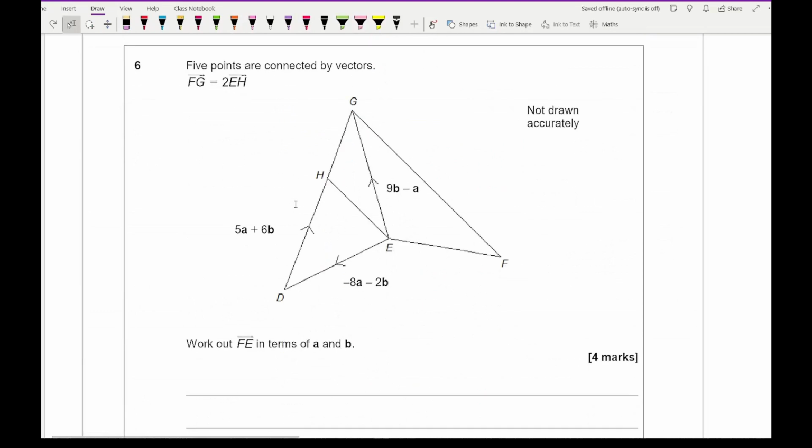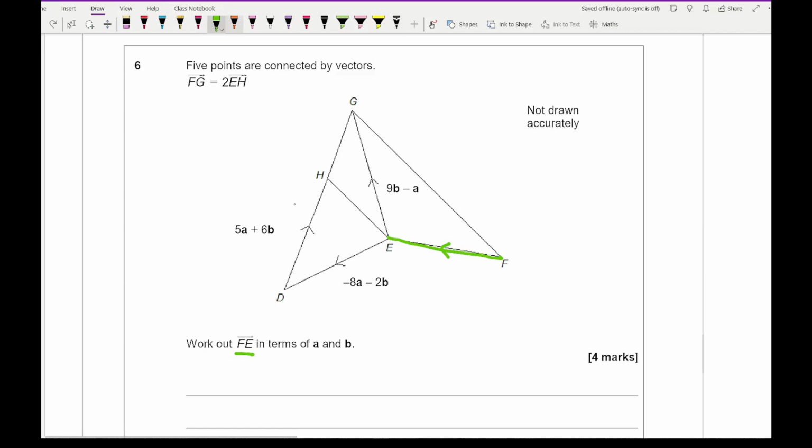Now moving on to question 6, it says 5 points are connected by vectors. It says f to g is equal to 2 lots of e to h, and the question is asking us to work out f to e in terms of a and b. So looking at this first, let's first of all work out what it is we need to know. Ultimately what we're trying to work out is f to e, going in that direction.